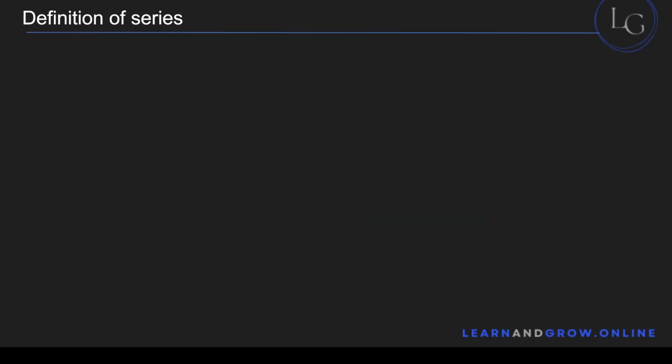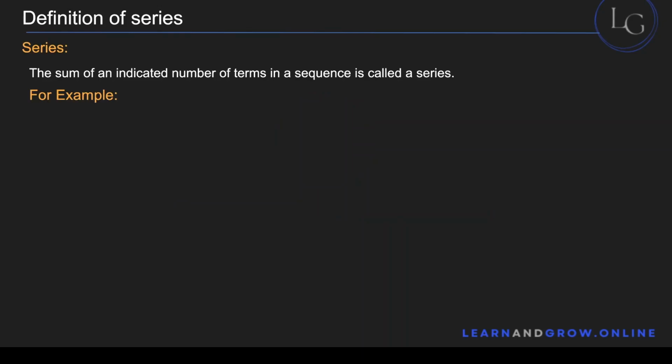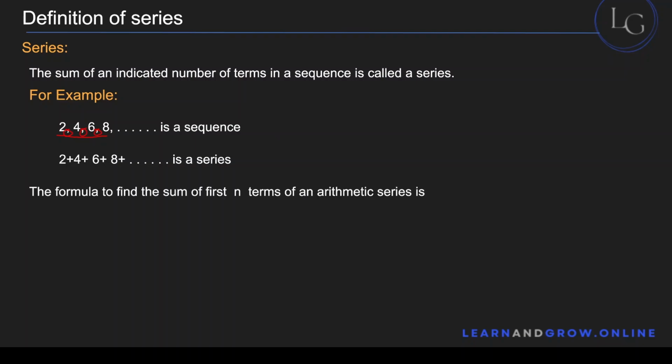Now let's discuss series. So what is a series? Well, it is the sum of an indicated number of terms in a sequence. And what that basically means is that we have this sequence with a common difference of 2. If you replace the commas here with the addition sign, that is a series. So it is the sum of a specific number of terms in a sequence.